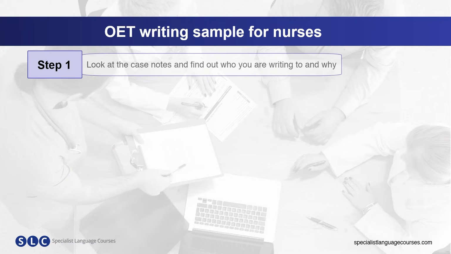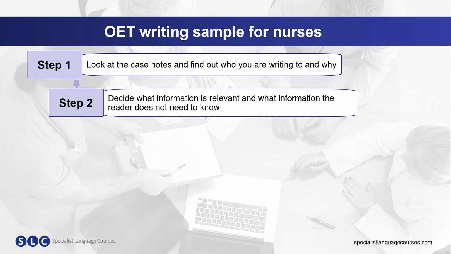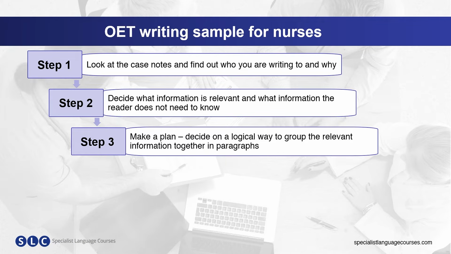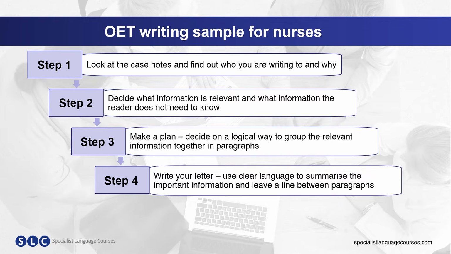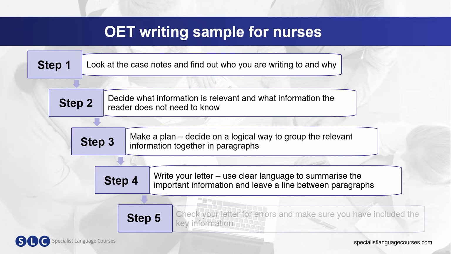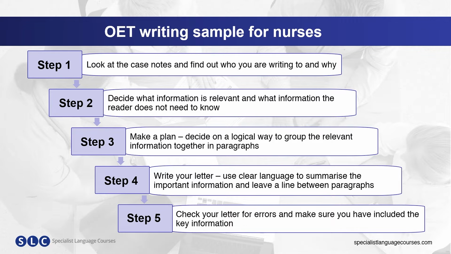Now let's take a look at how to approach the writing with this step-by-step guide. Step 1. Look at the case notes and find out who you are writing to and why. This is essential because it will help you select relevant information needed for the reader. Step 2. Decide what information is relevant and what information the reader doesn't need to know. Step 3. Make a plan. Decide on a logical way to group the information together in paragraphs. Step 4. Write your letter. Use clear language to summarize the important information and leave a line between paragraphs. Step 5. Check your letter for errors and make sure you've included the key information.